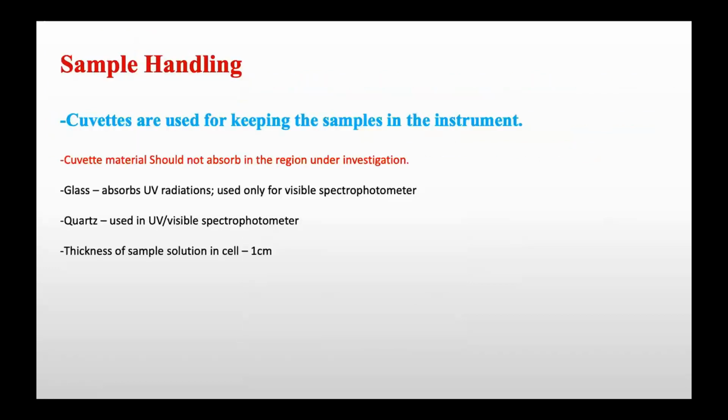Second important thing is how to handle the sample in UV spectrum. For loading the sample, we use cuvettes, and cuvettes are generally made of glass or quartz. But glass absorbs UV radiation, so we don't use it for UV. We just use it for visible spectrometer. Quartz doesn't absorb UV radiation, so we use it in UV visible spectrometer. The general thickness of a sample cuvette is 1 centimeter.